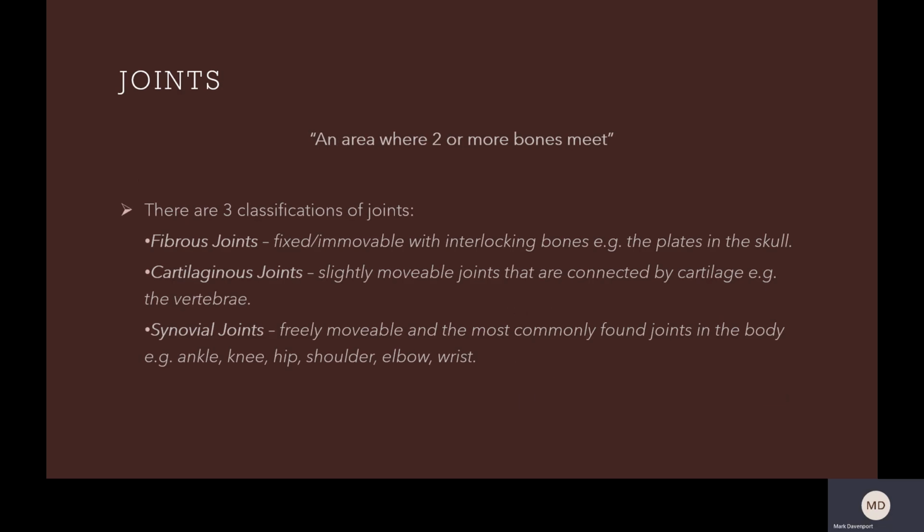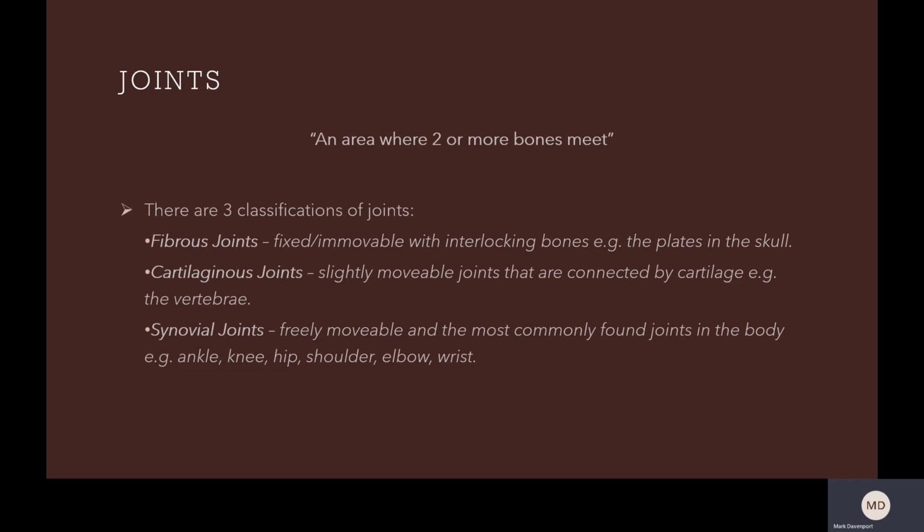Finally, we come on to joints. So we're almost there now. What are joints? It's an area where two or more bones meet. And there are three classifications of joints. We have fibrous joints, which are fixed or immovable with interlocking bones. So if you think about the plates of the skull that are stuck together, they don't move, which is a good job. Cartilaginous joints, the name gives it away. They're slightly movable joints that are connected by cartilage. Think of your vertebrae and the discs in between.